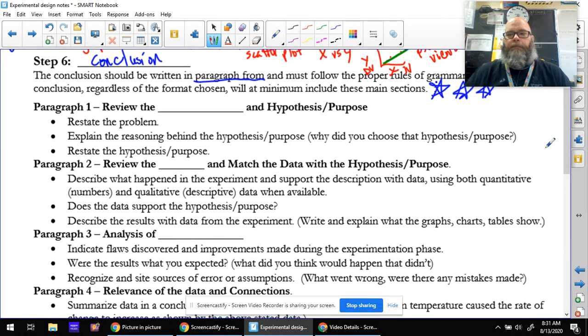That's one of my focuses this year, is to help you improve those two different sections. Now, if you don't have to write a procedure, that's good. That's okay. Somebody's already written it for you. You just make sure that you copy down or write down what you did.